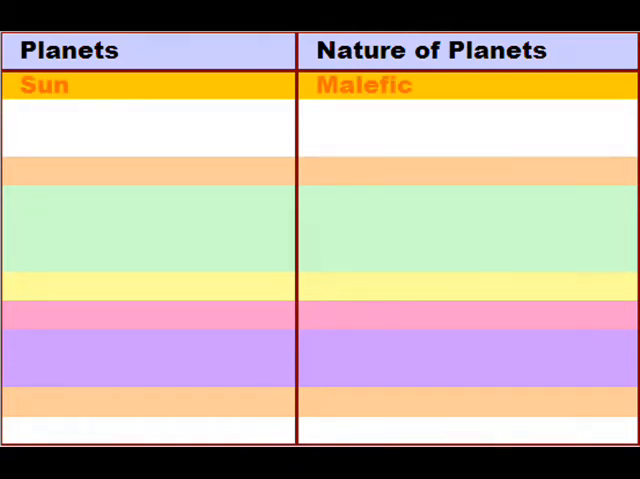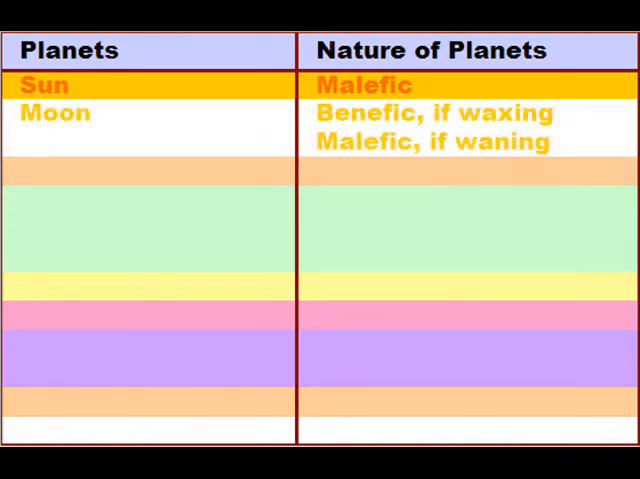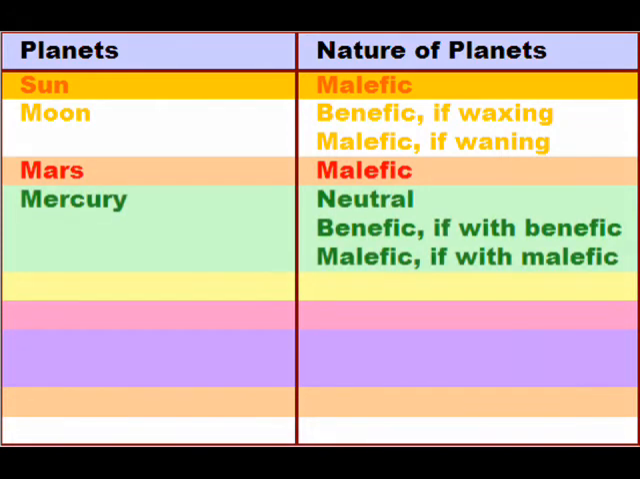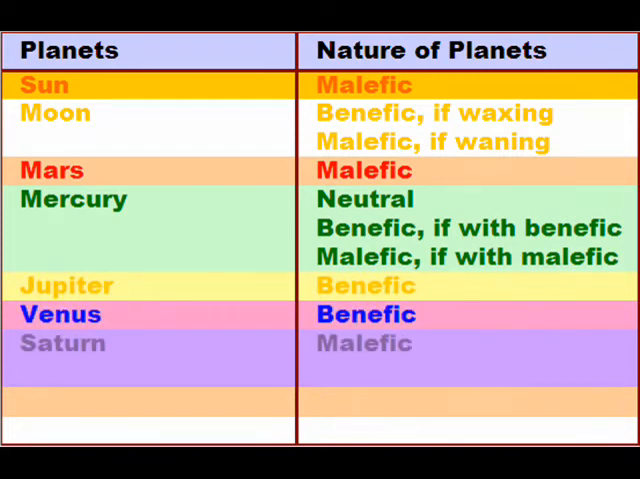The Sun is a natural malefic. The moon is a benefic if waxing and a malefic if waning. Mars is a natural malefic. Mercury is neutral, but becomes a malefic if it joins a malefic and a benefic if it is with a benefic. Jupiter and Venus are both natural benefics, and Saturn is a malefic.